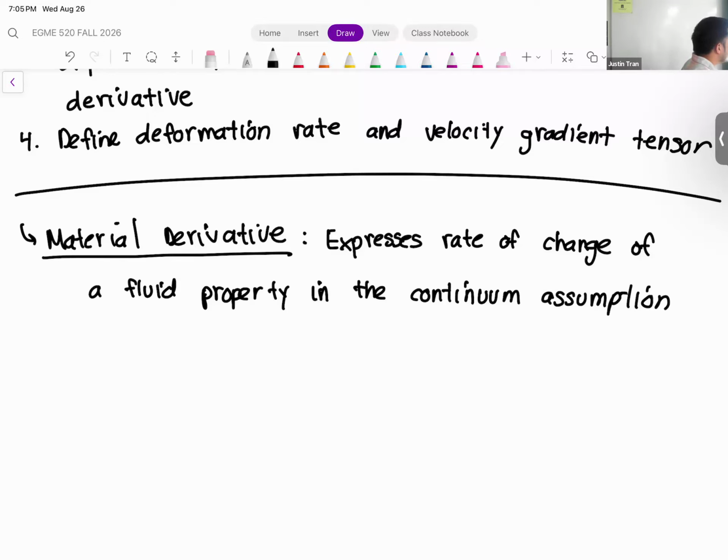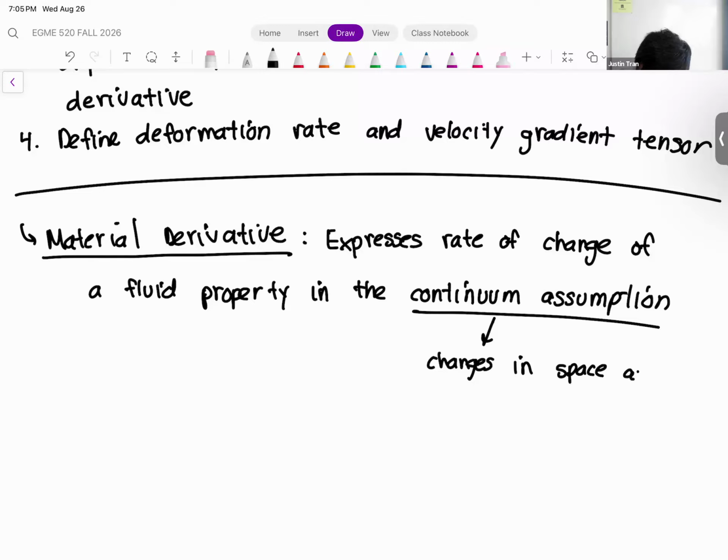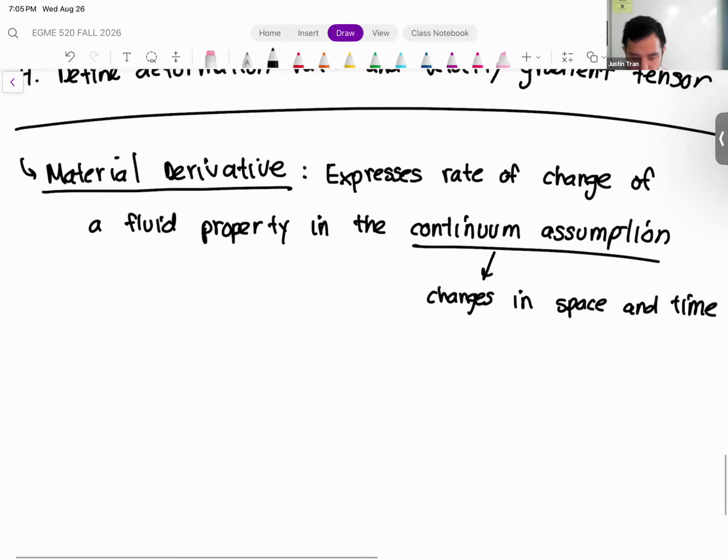So the material derivative is how we quantify it. Now, remember, in the continuum assumption, like I just mentioned, we can have changes in space and time. So let's express that in the material derivative. I know we just finished talking about acceleration, but let's consider a property f. This f is some generic fluid property, and so we can set f to be equal to the velocity. If f is velocity, then taking its material derivative will give us acceleration.